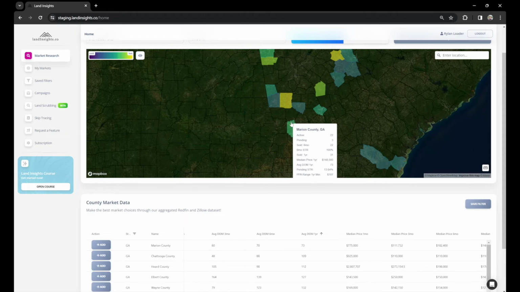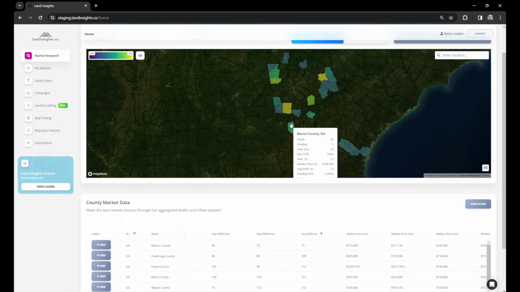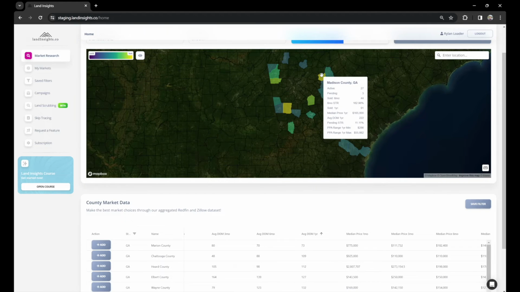So I personally like Marion a little better. Sell-through rate's not as good, but this might be easier to price since it's a little cheaper. It might be outside city limits. Merryweather's also good. It has slightly more pending than Madison.